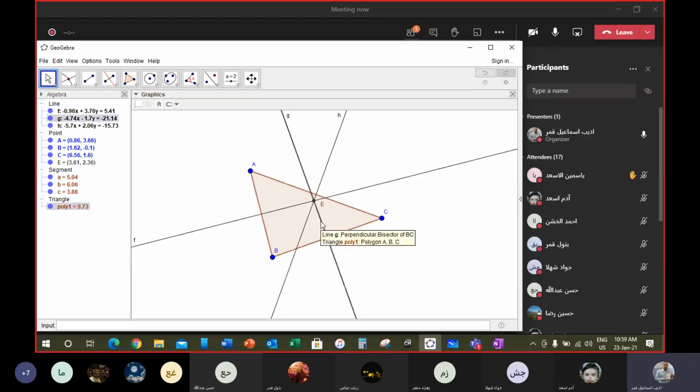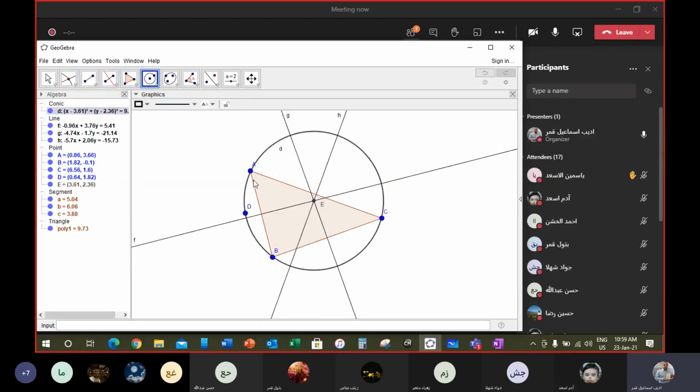E is the circumcenter. It is the point of intersection of the three perpendicular bisectors of the sides of a triangle. It is the center of the circumscribed circle. جيت ارسم السيركل، حط السنتر هو الإي وبمشي فيها. It will pass through the 3 points A, B, and C. So this circle is called the circumscribed circle about the triangle ABC, and its center E is the circumcenter, the point of intersection of the perpendicular bisectors of the sides.